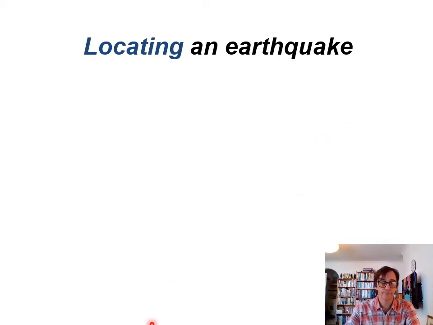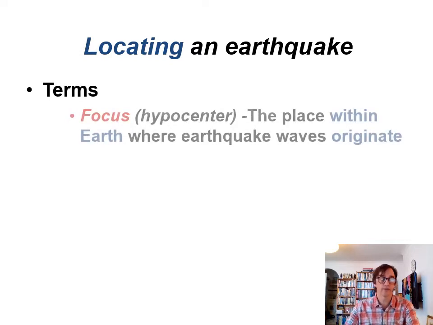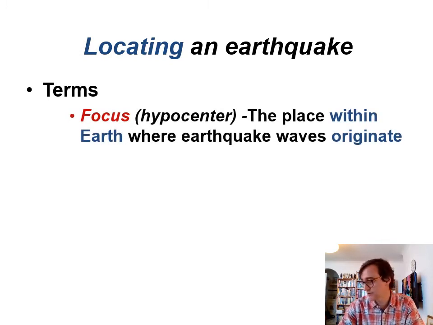So how do we locate an earthquake? It's all to do with the difference in velocities between a P and S wave. We'll find out. Going back to those key terms, let's remind ourselves, because they'll come back now.